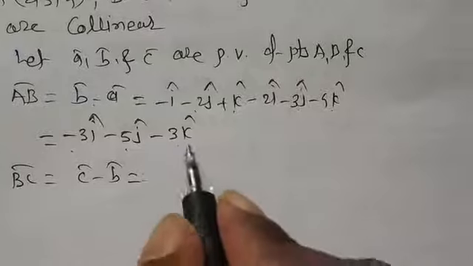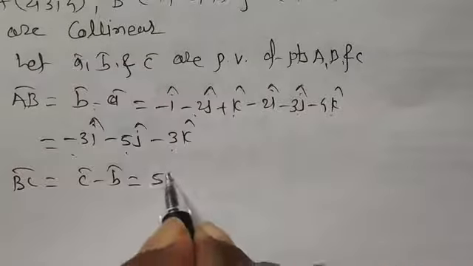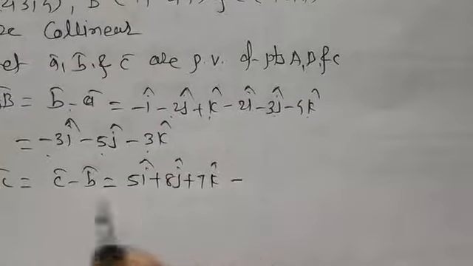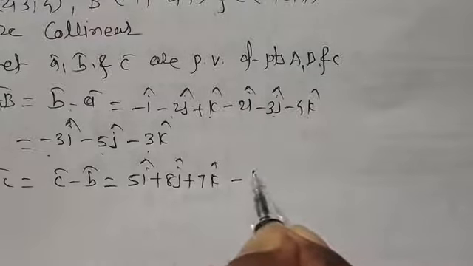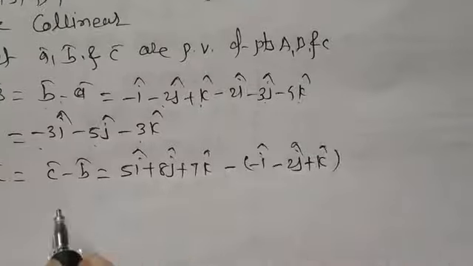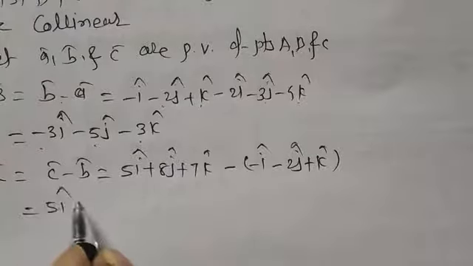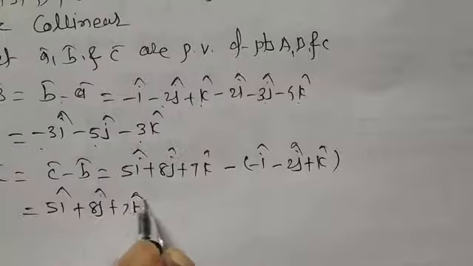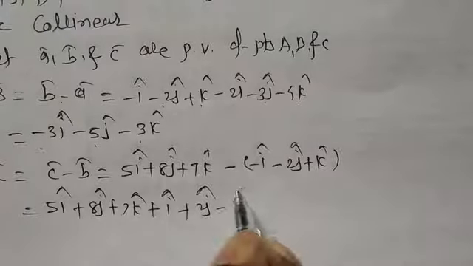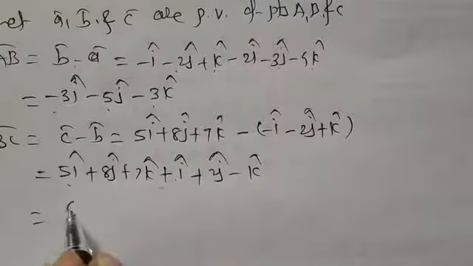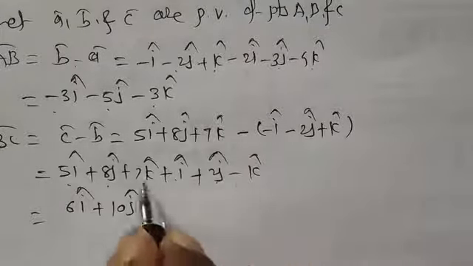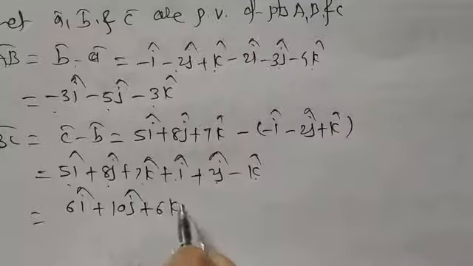That again you have to do the same way. C bar is equal to what? 5i plus 8j plus 7k, minus B bar is minus i minus 2j plus k. That minus sign is here. 5i plus 8j plus 7k minus minus, plus i plus 2j, then it is minus of k. Solve this: 5i plus i, 6i; 8j plus 2j, 10j; and 7k minus k, it is plus 6k.